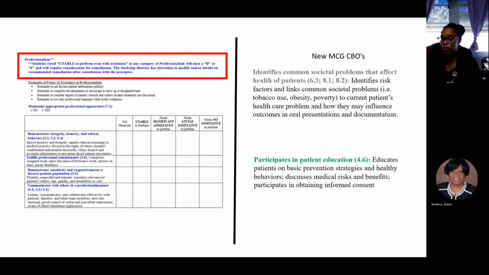So for example, do they recognize how obesity may be contributing to the patient's diabetes, or do they recognize that tobacco use may be contributing to a patient's COPD, or do they recognize that there are financial barriers that may be contributing to a patient's adherence with medications due to the inability to afford medicines. And those are just some brief examples.